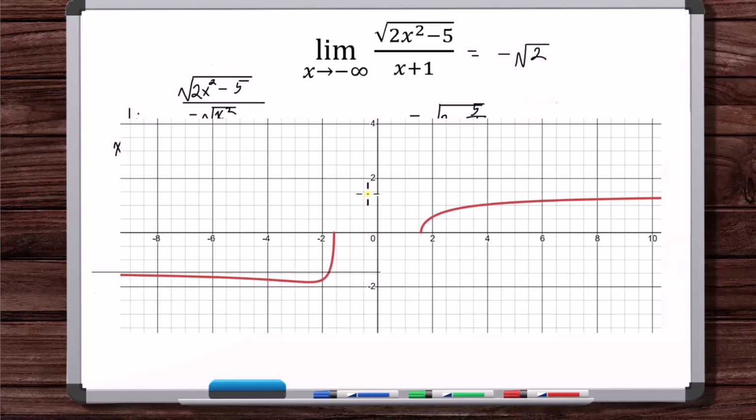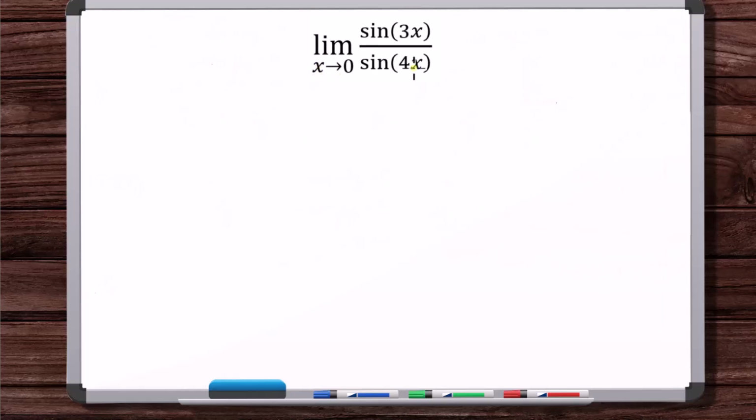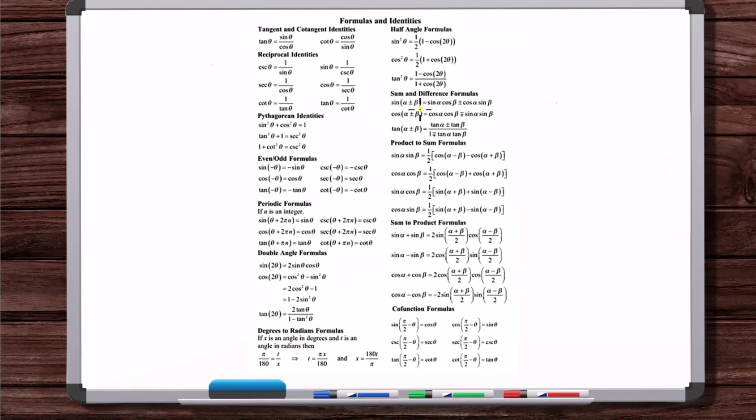The limit as x approaches 0 of sine of 3x over sine of 4x. Okay, so as x approaches 0, the numerator goes to 0, the denominator goes to 0. So let's try and manipulate this expression and put it into a different form. All right, so if we come to the trig identities, we've got a sum and difference formula for sine, in that sine of alpha plus beta is equal to sine of alpha cosine of beta plus cosine of alpha sine of beta.